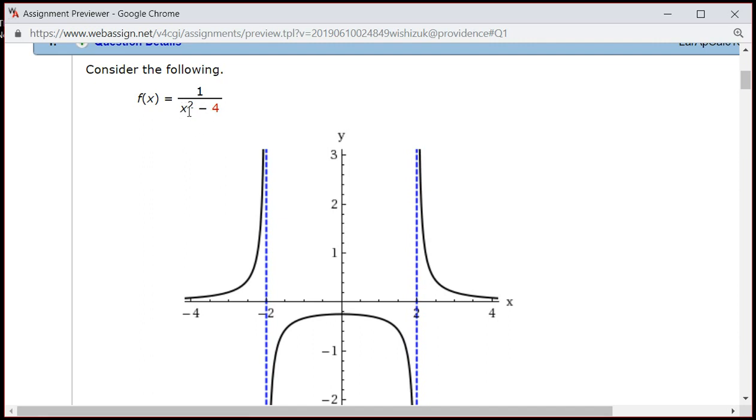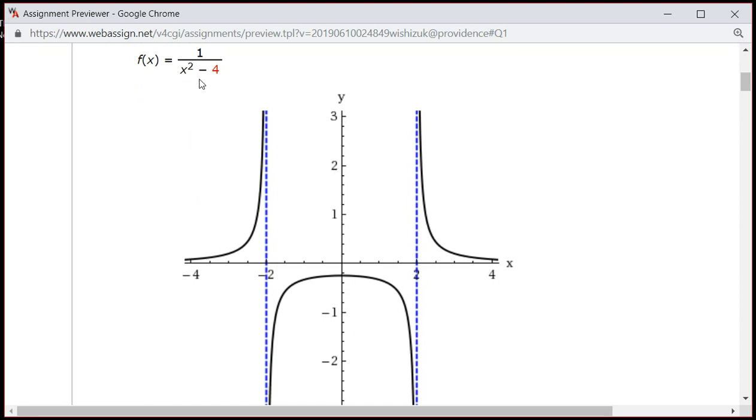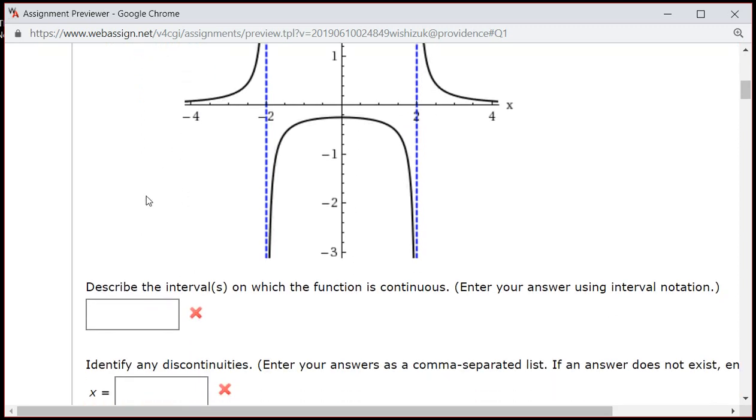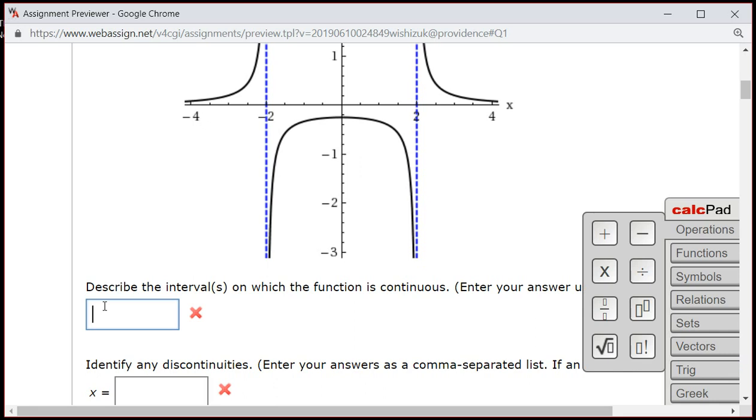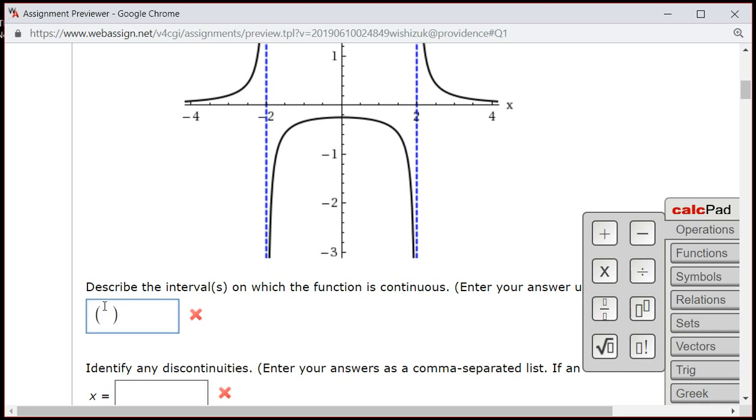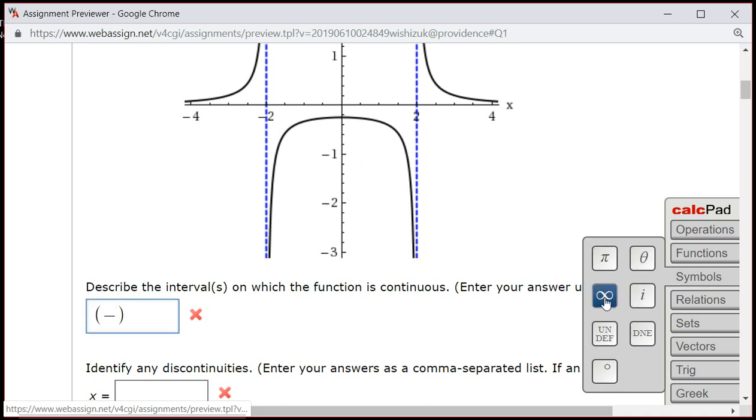You can see that if you set x squared minus 4 equal to 0, x is going to be equal to -2 or +2. So we cannot have -2 or +2. So what you do is all real numbers. I'm going to go from negative infinity up to -2.